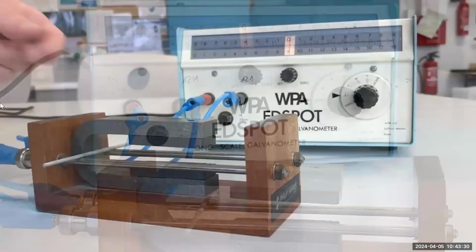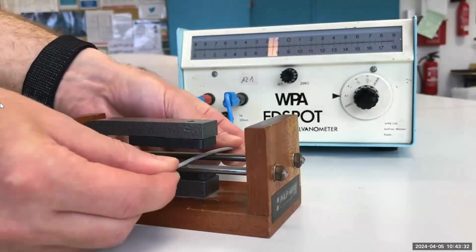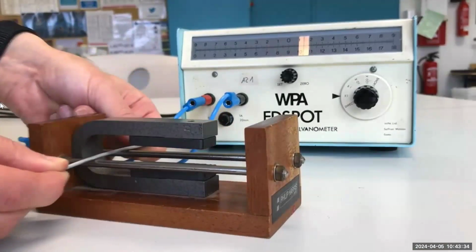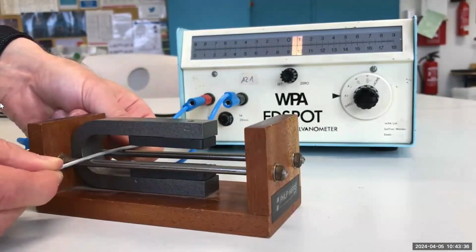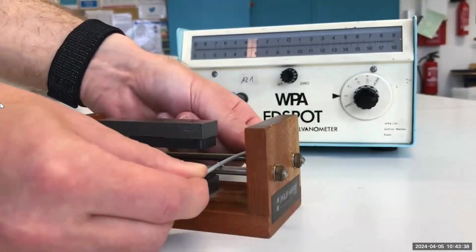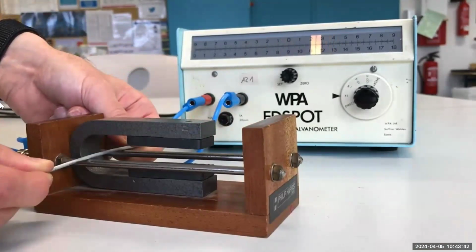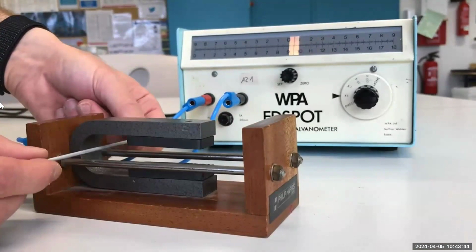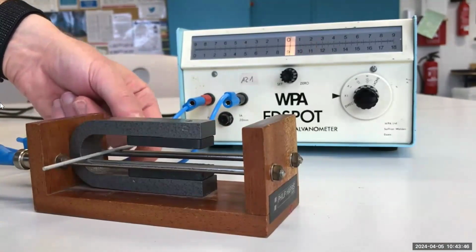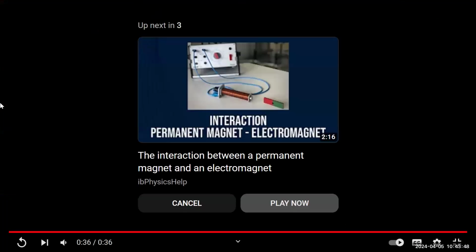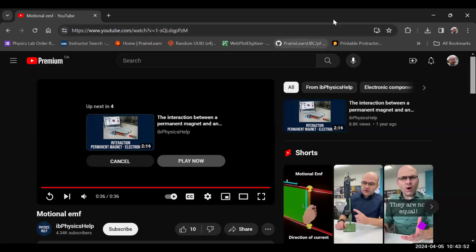So that little light on the current meter is at 0. And notice the current changes direction. When the rod goes forward, the current goes to the left. When the rod goes back, the current goes to the right. So the direction of the current depends on the direction of the motion of the rod. Okay, good. So that is the motional EMF demonstration.